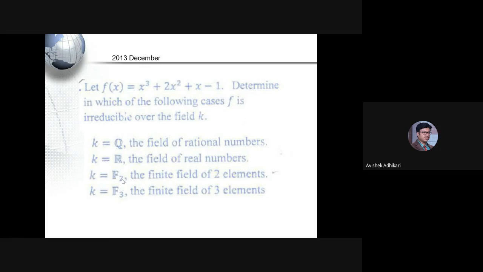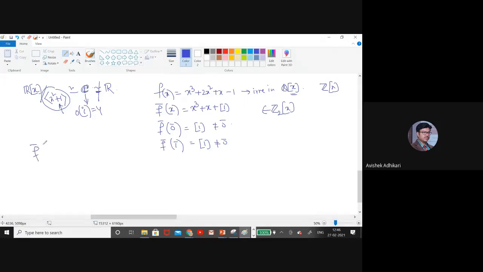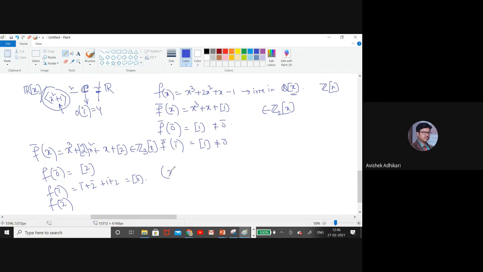How will you say something about f3? So if I consider f3(x), that becomes x cube plus class 2 x square plus x minus 1, that means plus class 2, that belongs to Z3[x]. Now try to find some values. What is the value of f(0), f(1) and f(2)? Tell me, what is the value of f(0)? This is class 2. What is the value of f(1)? This is 1 plus 2 plus 1 plus 2, that means class 0. What does it mean? That means x minus class 1 is a root of this polynomial. That means within Z3[x], this is reducible.